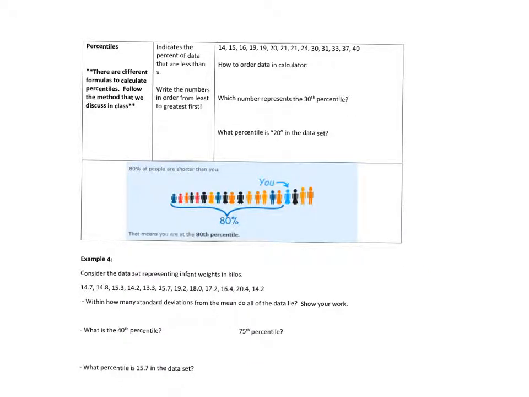Okay, the best way I can talk about percentiles is by visualizing it. If you're in the 80th percentile for height, it means that if you lined everybody up from shortest to tallest, you would be taller than 80% of the people. If you're in the 99th percentile, it means that you're taller than 99% of the people in that group.